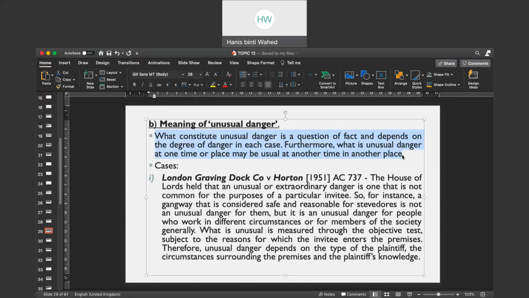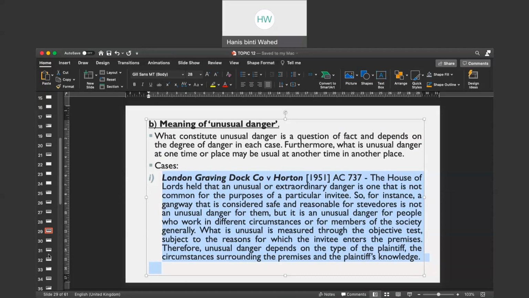If you read the case of London Graving Dock Company, the court held that an unusual or extraordinary danger is a danger, a thing that is not common for the purpose of that particular person, that particular invitee. So you can read this case for better understanding of this second factor.